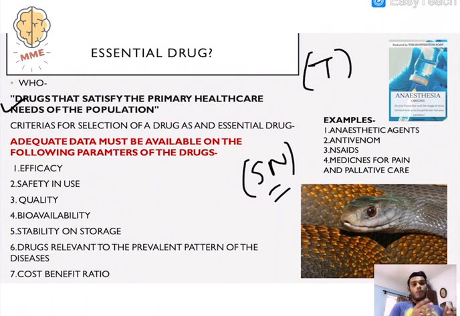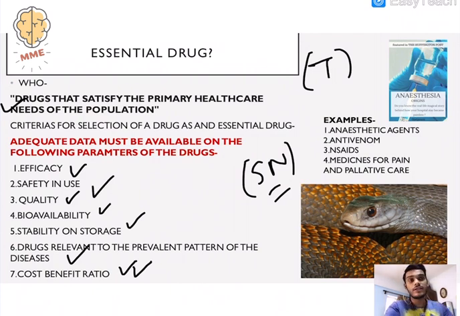So, when can I say a drug is an essential drug? A drug can only be classified as an essential drug when we know about its efficacy, its safety in use, its quality, bioavailability, stability on storage, and drugs relevant to the prevalent pattern of diseases, like I told you, and of course, cost-benefit ratio. For example, if there are two drugs, which are almost the same efficacy, that is, they can act in almost the same manner, we'll see which one costs less and has more benefits. And obviously, that drug is selected as the essential drug.